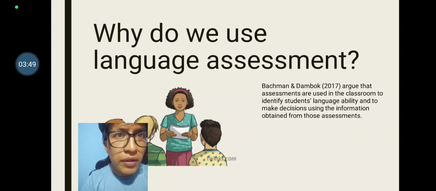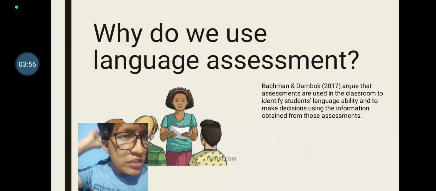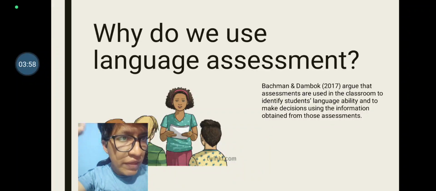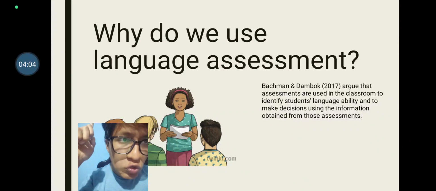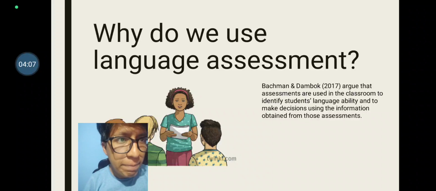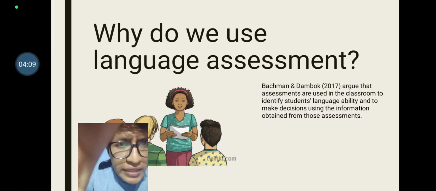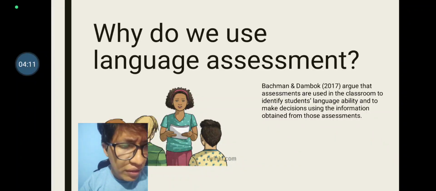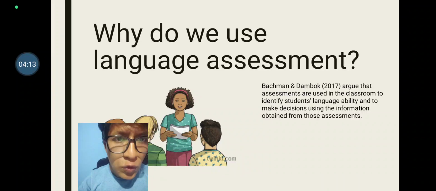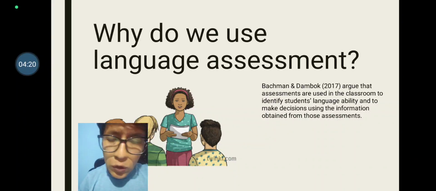Very important. Why do we use language assessment? The reference says Bachman and Dunlop argue that assessments are used in the classroom to identify the students' language ability and to make decisions using information obtained from those assessments. So this is important, I think, because we need to know what we are doing well and where we are doing badly.